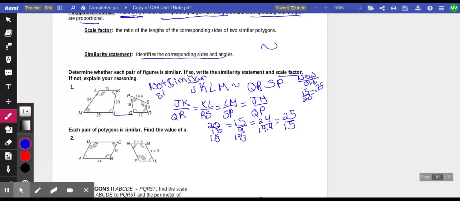Sides are not proportional. So that means that's not true. It can't have a scale factor, and that's not true.